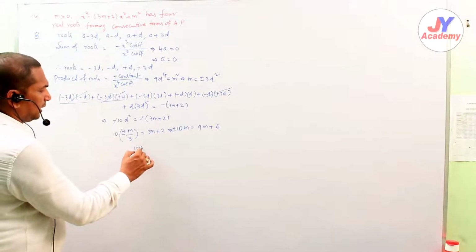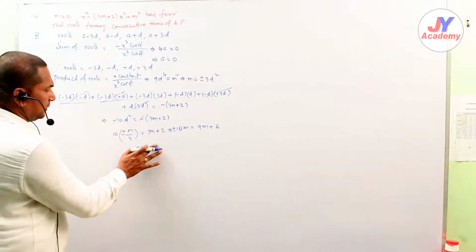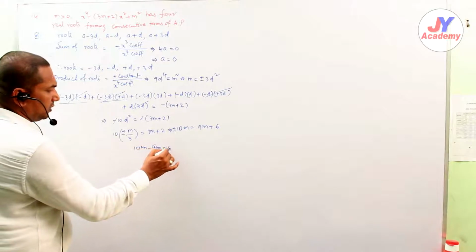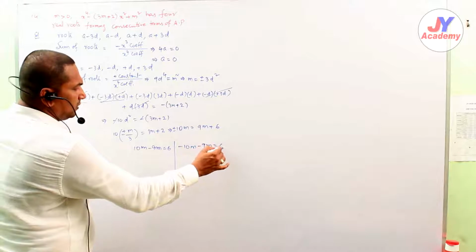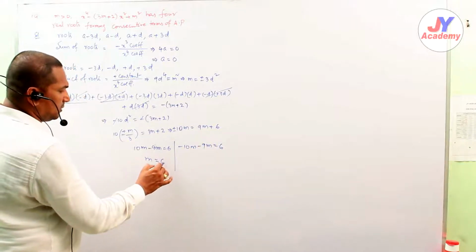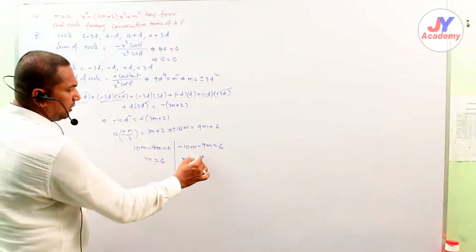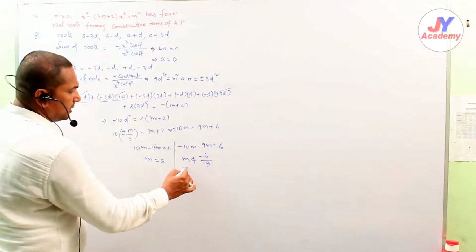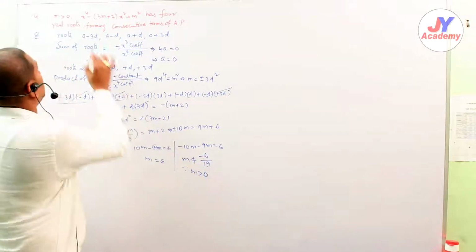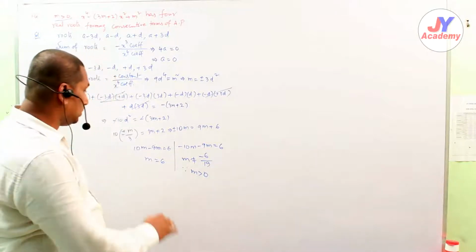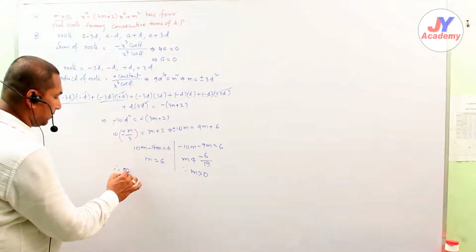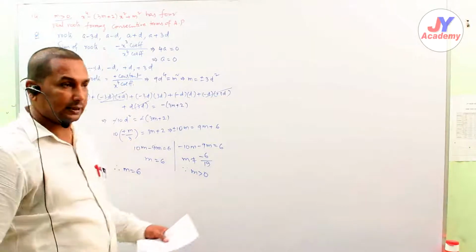So 10m minus 9m is equal to 6, and minus 10m minus 9m is equal to 6. So m is equal to 6, and m is not equal to minus 6 by 19, since m greater than 0 is the first condition. So what about the m value? Therefore m is equal to 6.